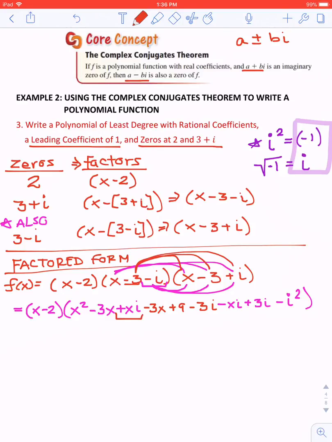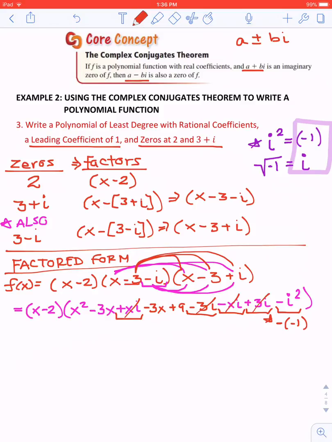So I see here a positive xi and a negative xi. Those zero each other out. I see a negative 3i and a positive 3i. Those zero each other out. And I see a negative i squared. What does that represent? Oh, well that represents negative of negative 1. Okay, so I need to think of that.